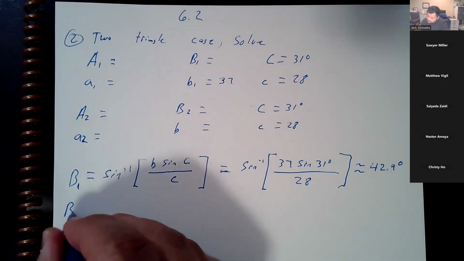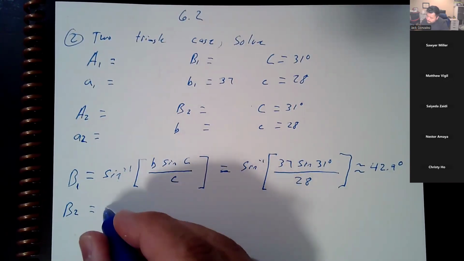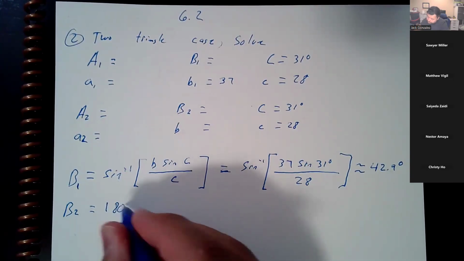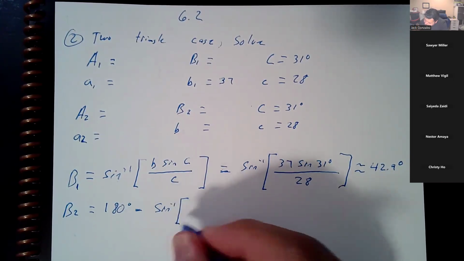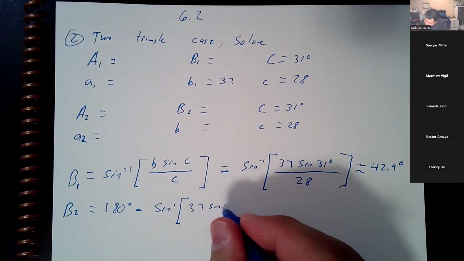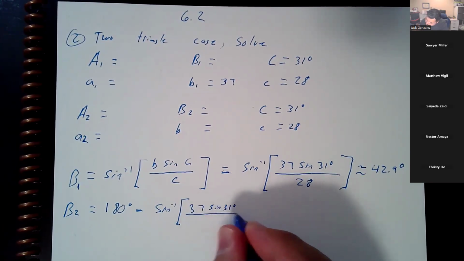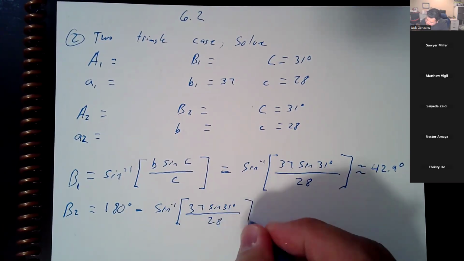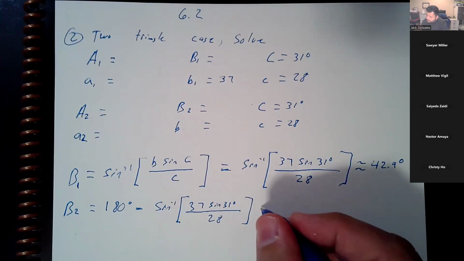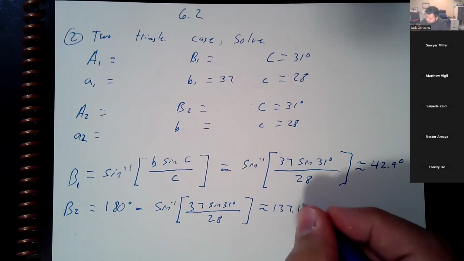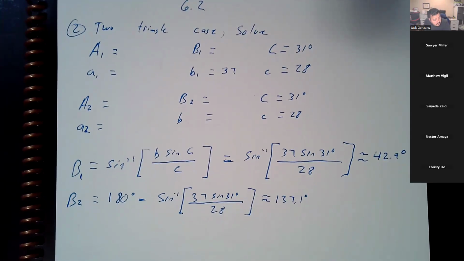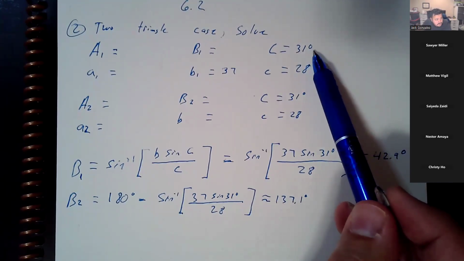Now B2 is equal to 180 minus this whole thing. So punch that into your calculator and you'll get an approximation of 137.1. Because we had only one angle when we started, we have the possibility of two triangles.